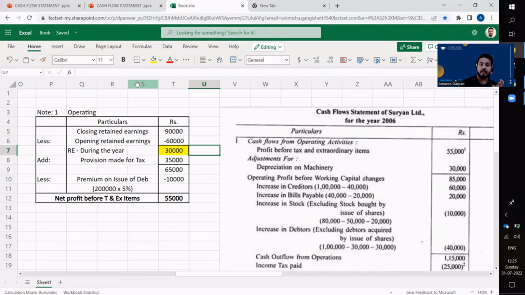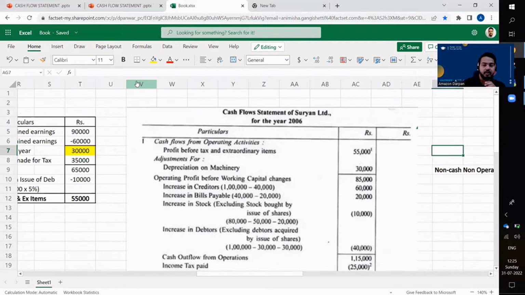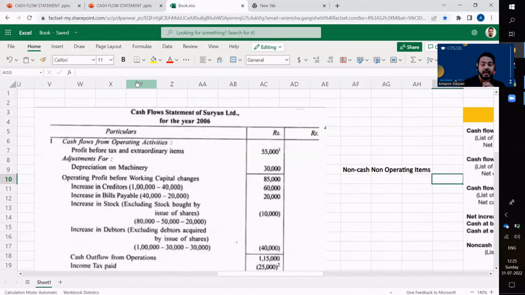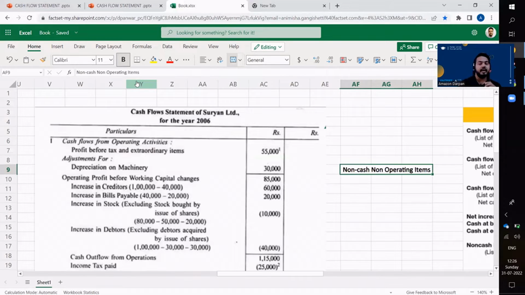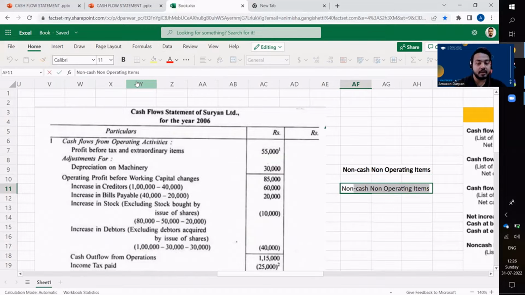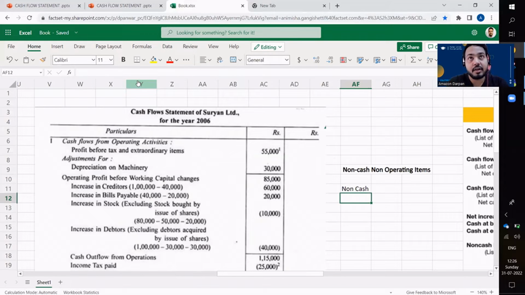We are trying to understand the items which pertain to non-cash and non-operating. Remember these words, non-cash and non-operating. Now, how will you identify them? See, there are a few expenses which are non-cash. Can you try to think of any expenses which are non-cash? So I will just give you a brief example, the most important example, which you will find everywhere.